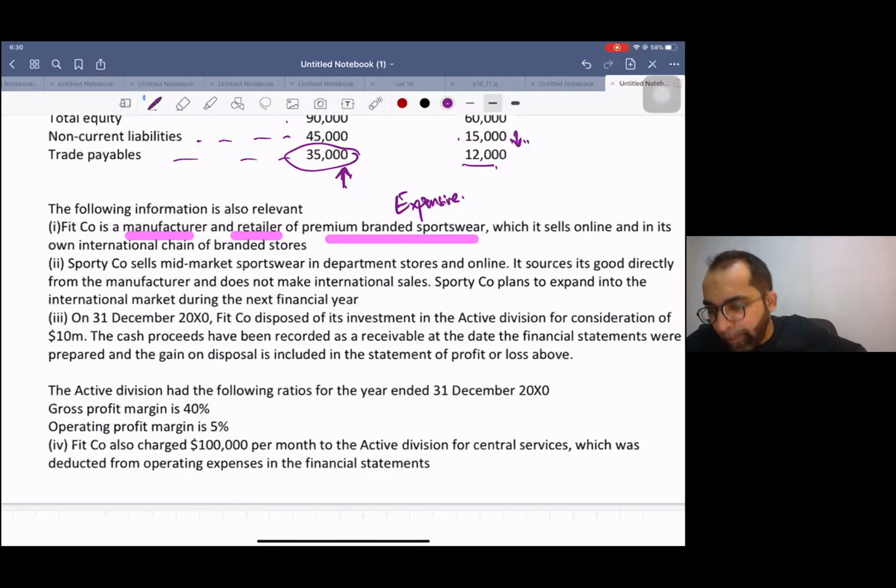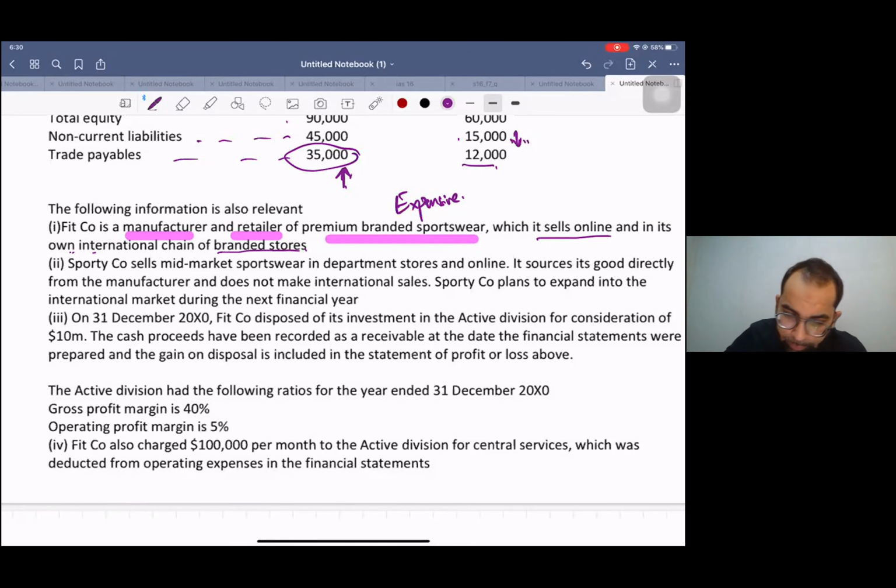High margins, branded. Now, they also sell online and in their own international chain of branded stores. Now wait, they have their own branded stores. They are owning or renting, running their own branded stores. So just think, they have to pay the rent, they have to pay the overheads, they have to run the whole store themselves. So it's a big cost. So there is a possibility in this line that Fit company's cost structure is higher, expenses may be higher.